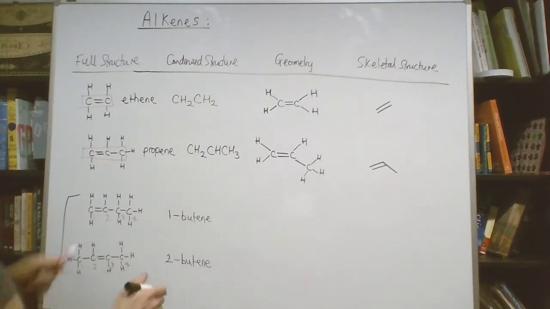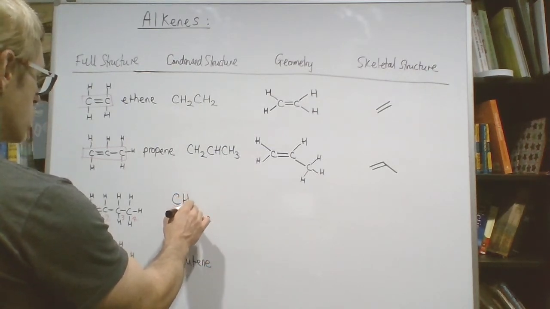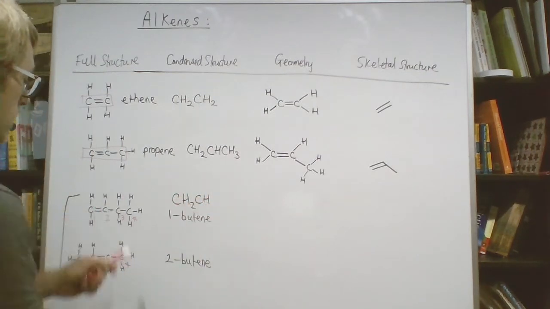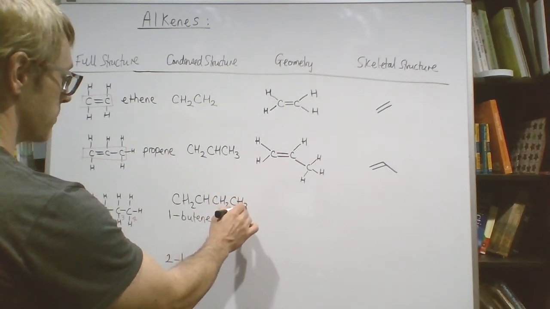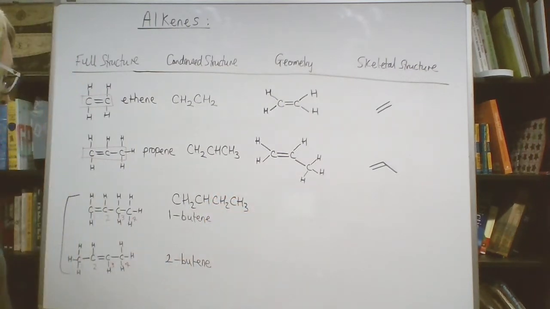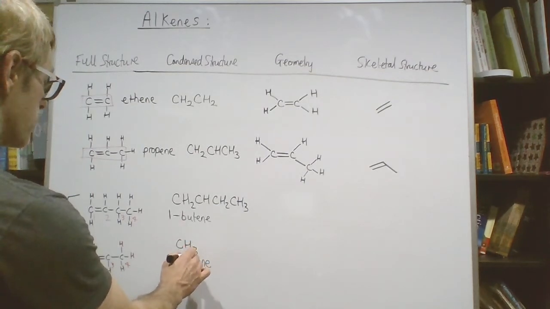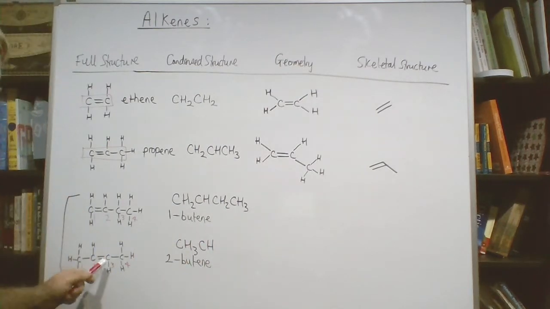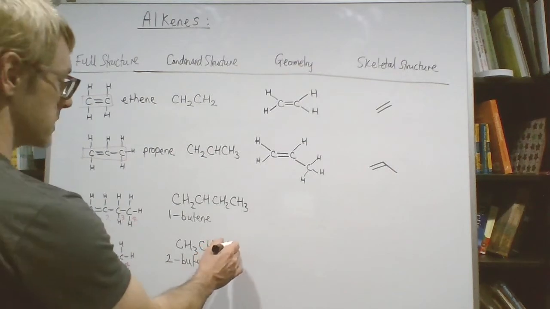Okay. Coming in from the left as written, we have CH2, CH, CH2, CH3, and here we have CH3, CH, and then another CH, and then finally a CH3.